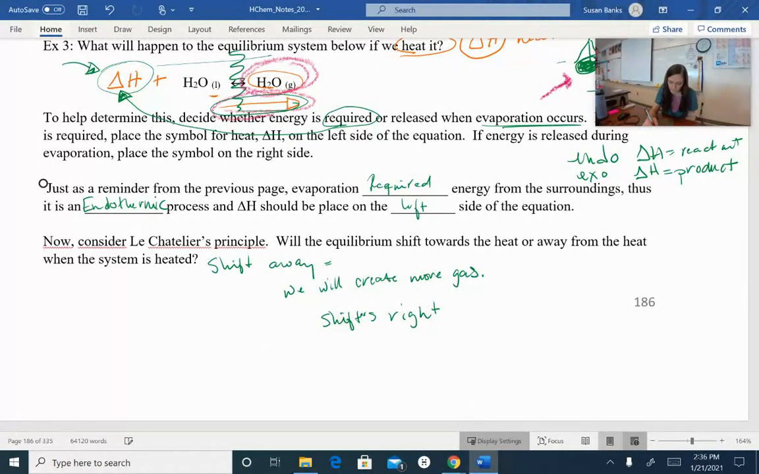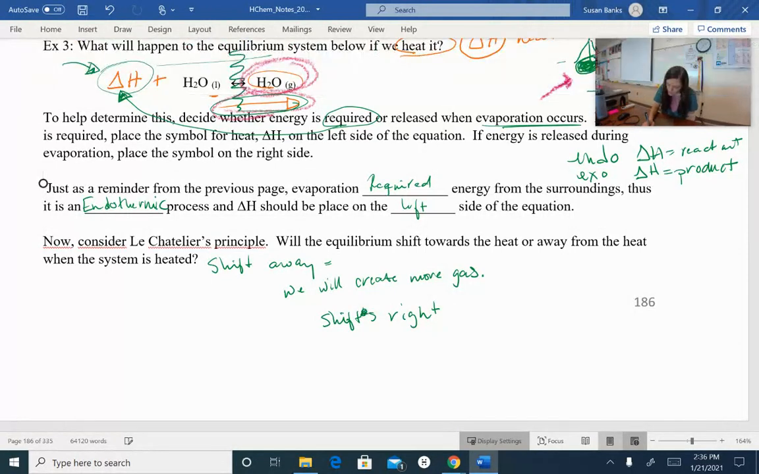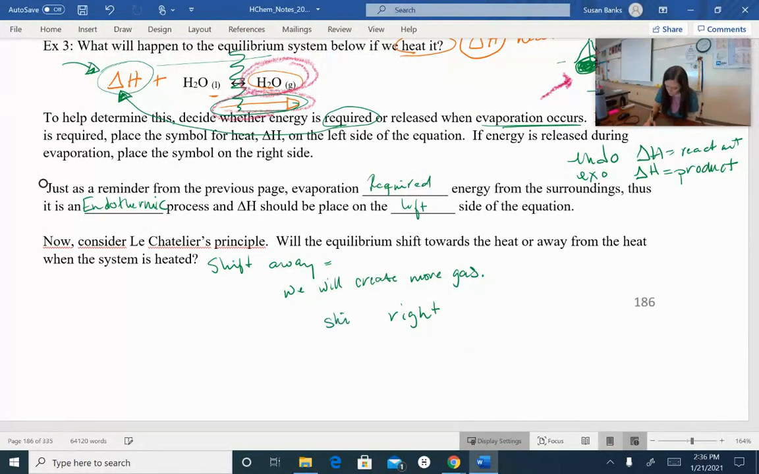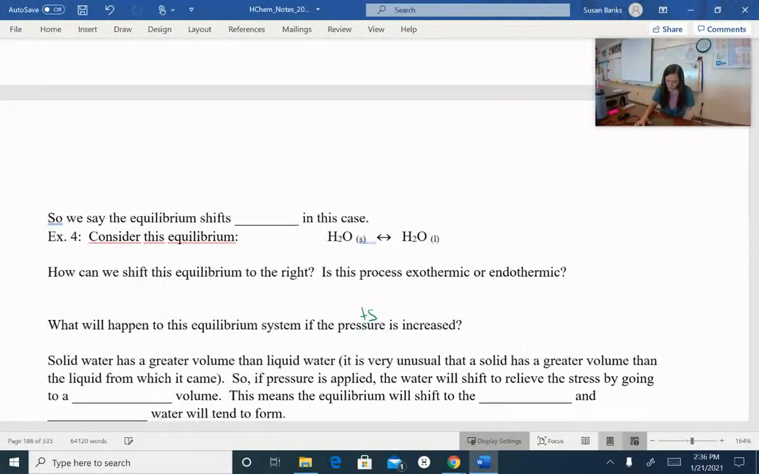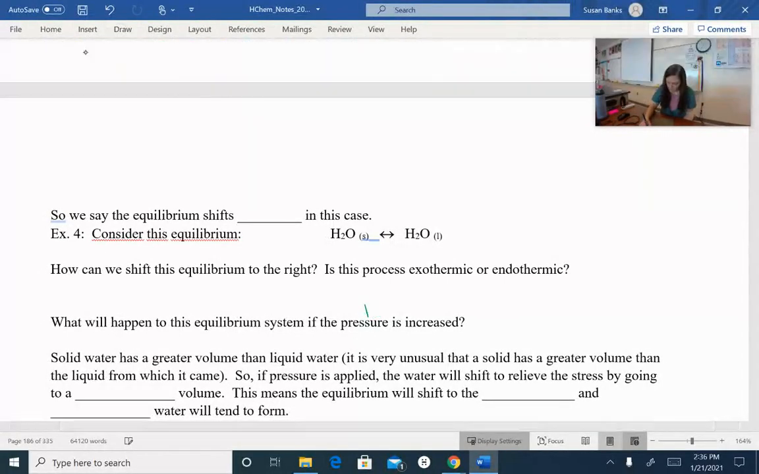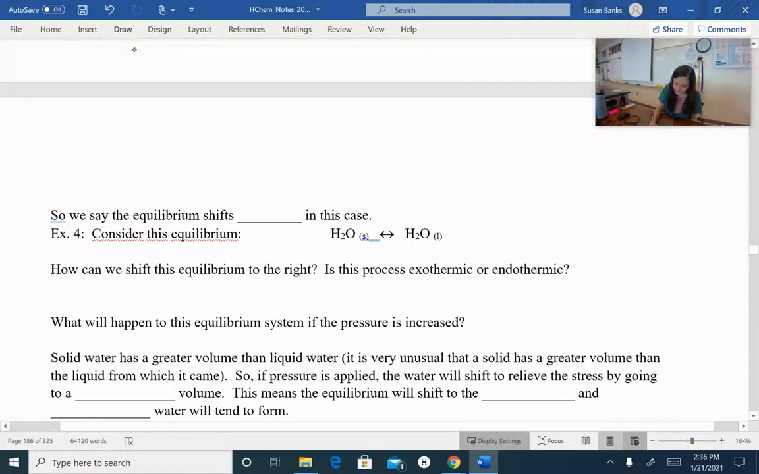That doesn't need to be there. So I should say shifts without the apostrophe. Shifts right. All right. So this shifts right.